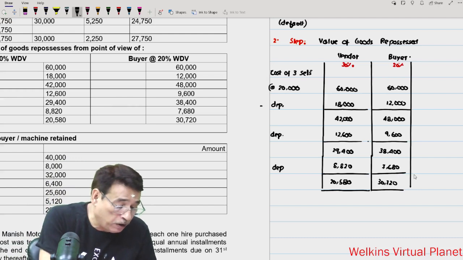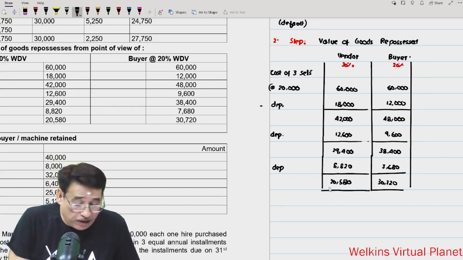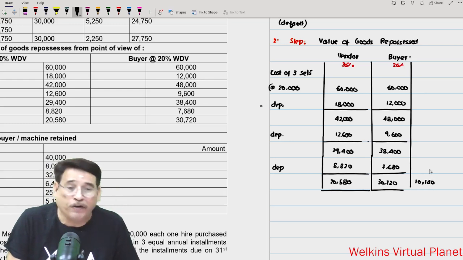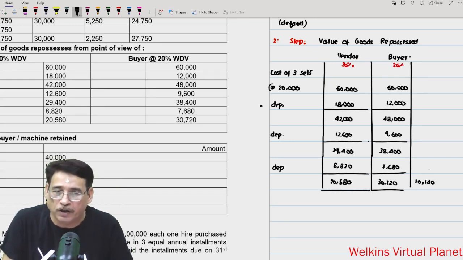Are you getting my point or not? That means you are going to incur a loss. If I take the difference of these two, that is 10,140, that is nothing but the loss. In fact, we have already determined the loss. Actually, we are supposed to find out the loss in this particular question.